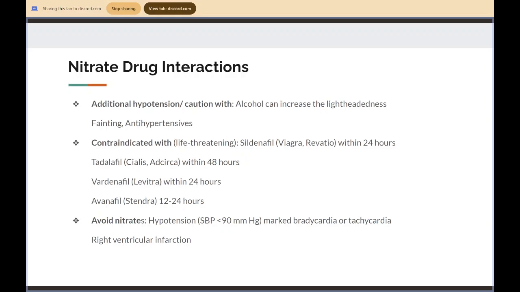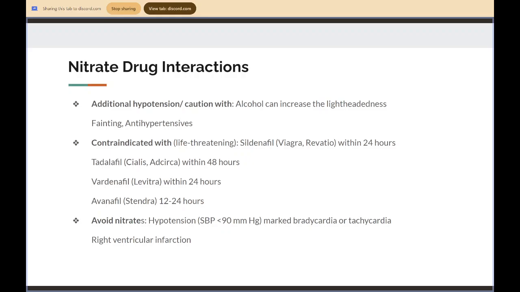Now, interactions that you need to be aware of. Alcohol can increase the lightheadedness. There can be fainting with antihypertensives and alcohol. Now, it is contraindicated with sildenafil, tadalafil, vardenafil, and avanafil.